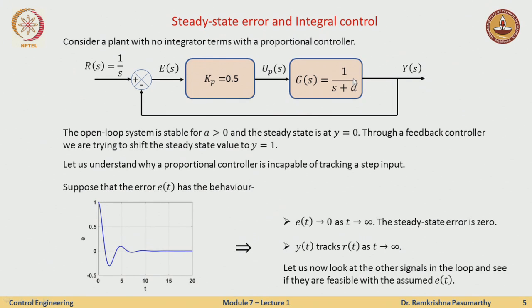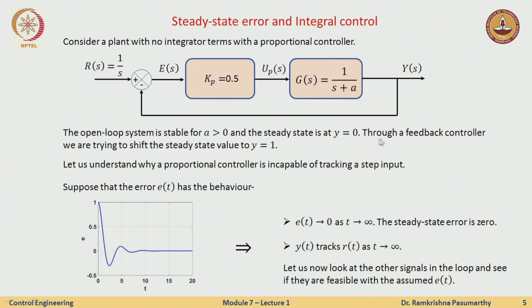Okay. So, let us start with a very basic first order system with a proportional controller. What do I usually want to do is to track a reference at the output. Okay. So, as long as A is greater than 0, I know that the system is stable and it will have a steady state value of y equal to 0, right, some response like this.